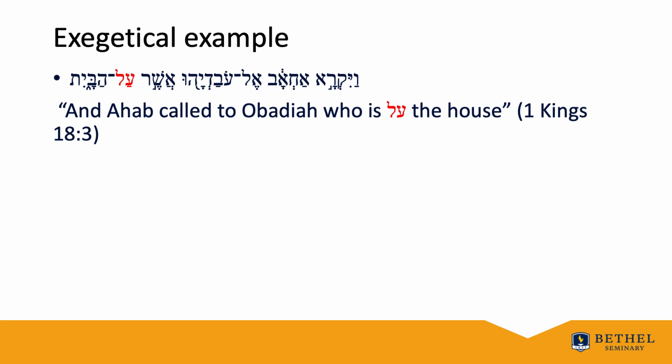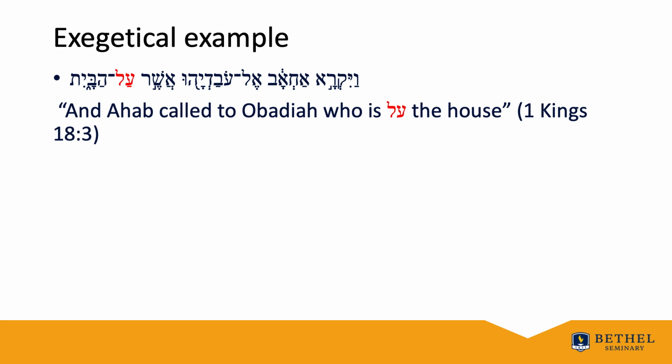I remember when I was learning Hebrew, I thought, well, why is it so important to memorize all these different ways that one word can mean? Well, I would like to illustrate the importance of knowing the different nuances of a preposition and how it contributes to interpretation. For example, in 1 Kings chapter 18, verse 3, we read as follows. Vayikra Achav el Ovadyahu asher al ha-bayit. Here, we can translate it in various ways.